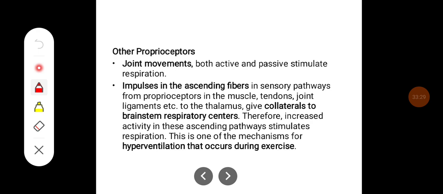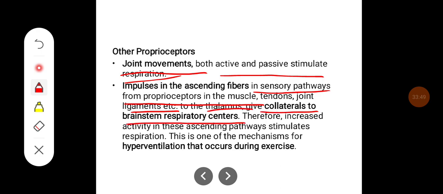Other proprioceptors, like joint movements, both active and passive, stimulate respiration. Impulses from ascending fibers in sensory pathways from proprioceptors in the muscle, tendon, joint, and ligament send fibers to the thalamus and give collaterals to brainstem respiratory centers. Therefore, increased activity in these ascending pathways stimulates the respiration. This is one of the mechanisms for hyperventilation that occurs during exercise.